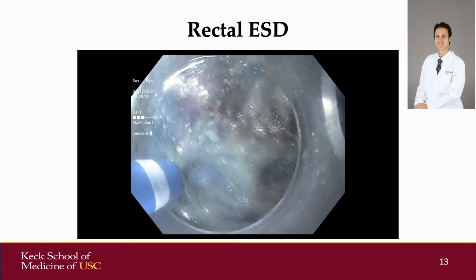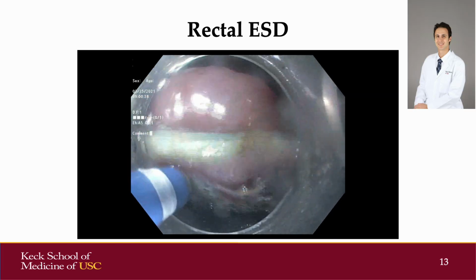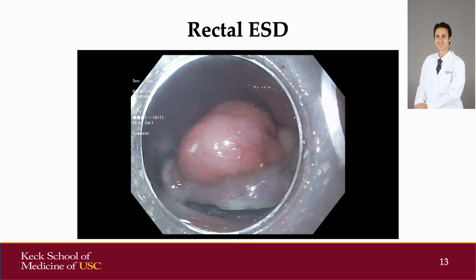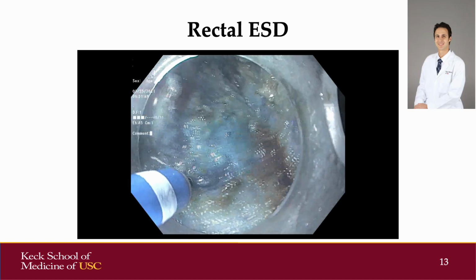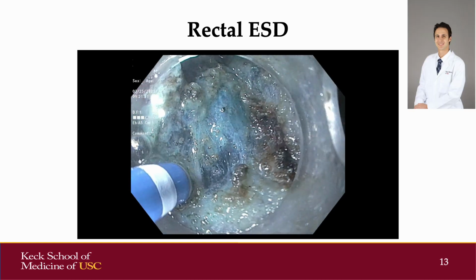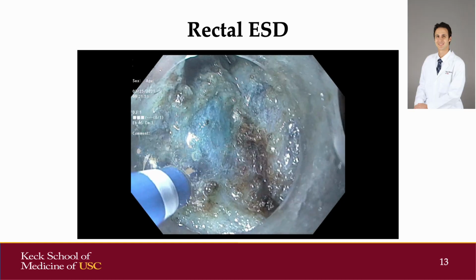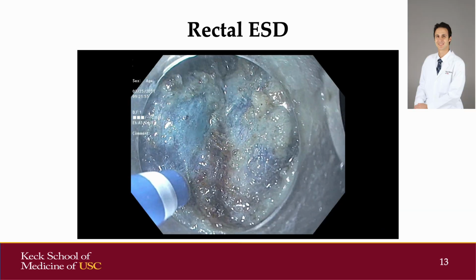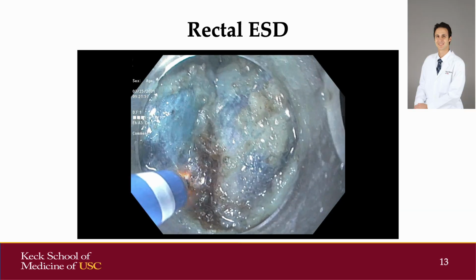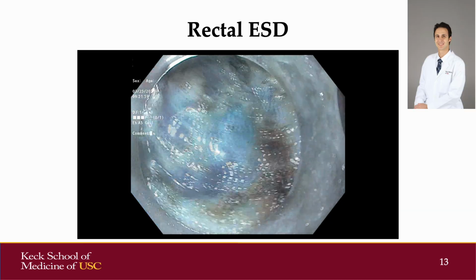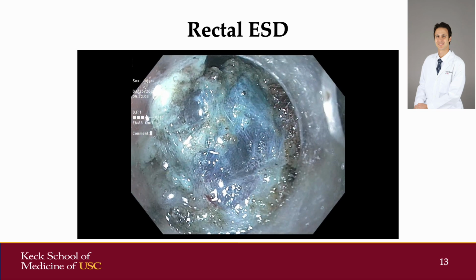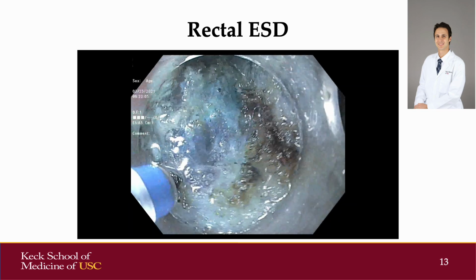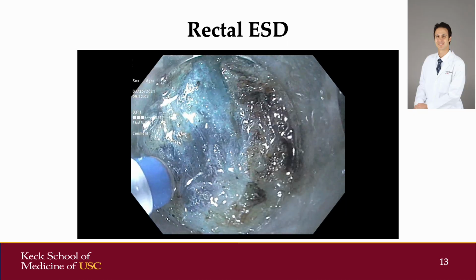In order to make this procedure more efficient and make it easier to cut the tissue in the setting of fibrosis, what we can do is apply traction. And that's what we've done here using a device attached with a clip from the distal end of the polyp to the opposite side of the colonic wall.